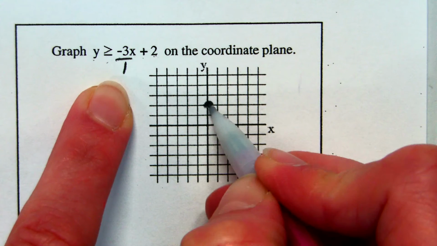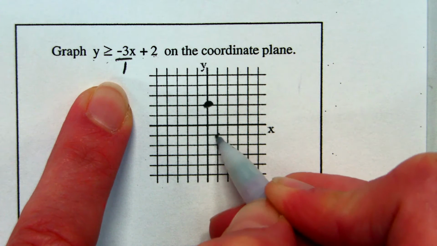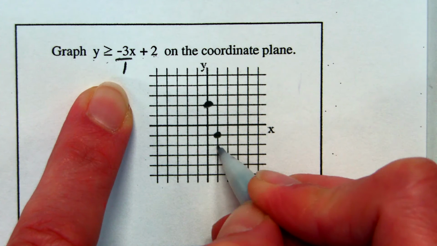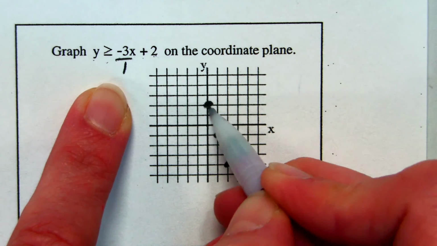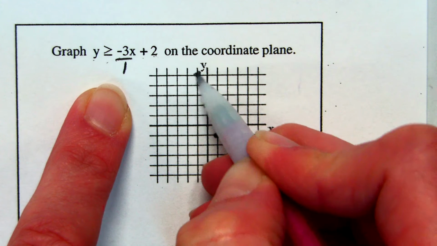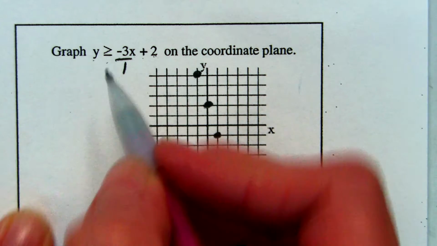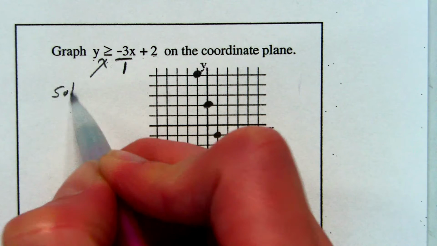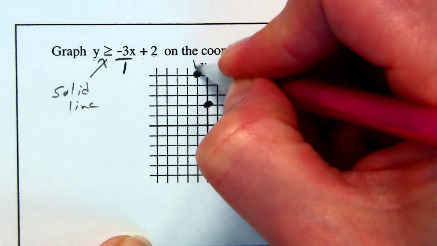So starting from this y-intercept, I would go down 1, 2, 3, and over 1, and I can keep doing that, down 1, 2, 3, over 1. I can also go back to that first point and go up 3 and back 1. And since we have the equal to bar, we know that this is going to be a solid line. So we're going to connect this with a solid line.